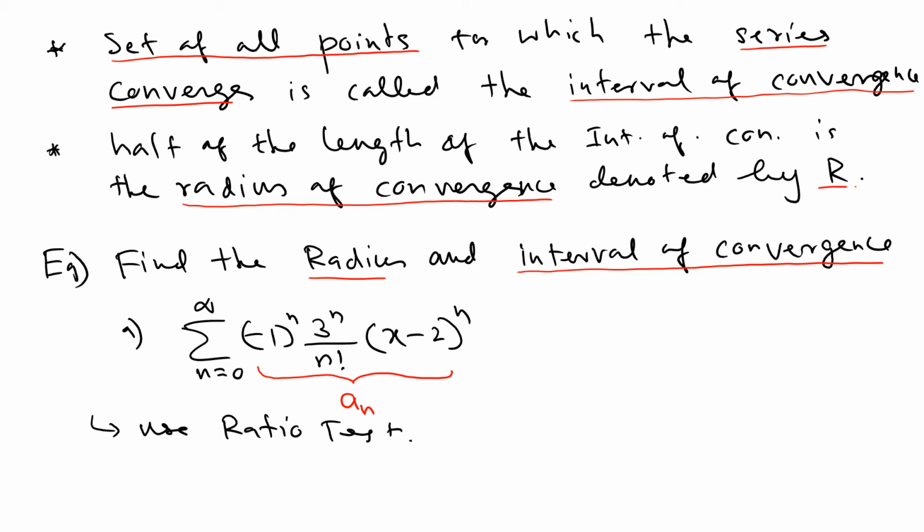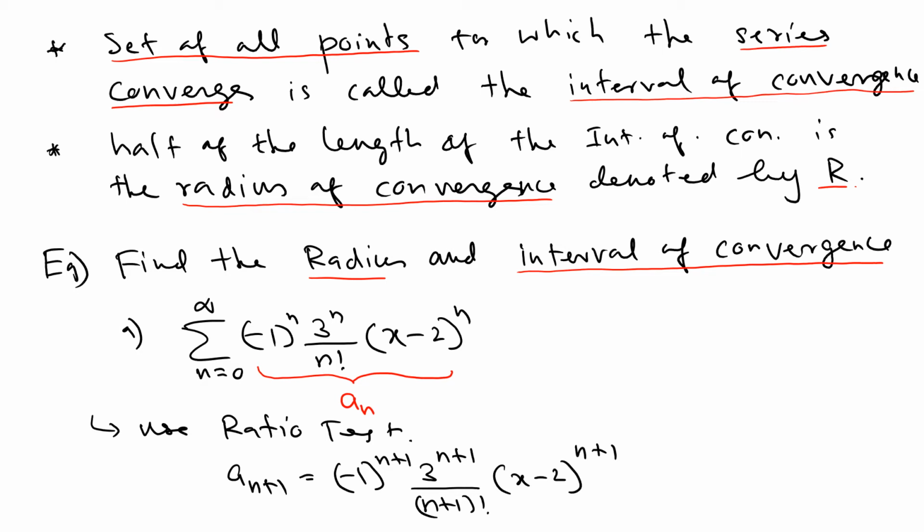If you want to use the ratio test, you need a_n and a_(n+1). We know a_n here, so let's calculate a_(n+1). That means you replace n by n plus 1: (-1)^(n+1), 3^(n+1), the factorial is (n+1) factorial, and then (x - 2)^(n+1). So we have a_n and a_(n+1).